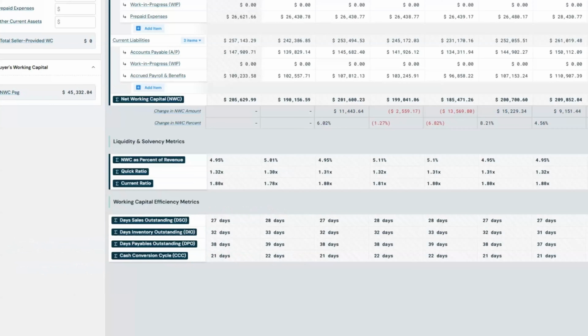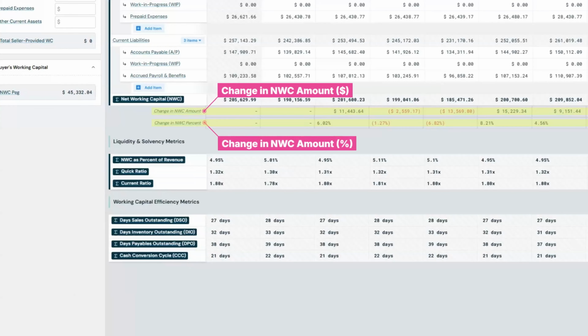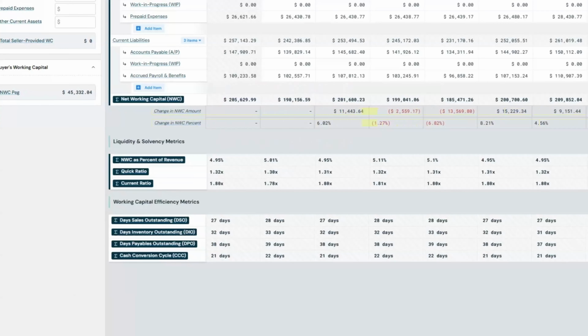A shorter cash conversion cycle generally indicates the company is managing its cash flows efficiently, meaning it's collecting faster, turning over inventory quickly, or stretching payables strategically. Now, tying all this together, if you look back up, you'll see a change in net working capital rows. These rows show how working capital moves from one period to the next, both in absolute dollars and as a percentage. And it's where seasonality starts to show up.